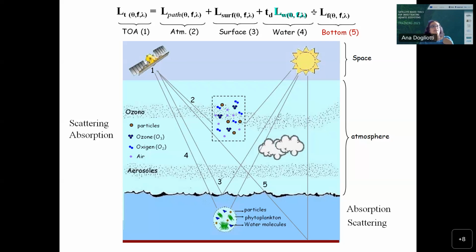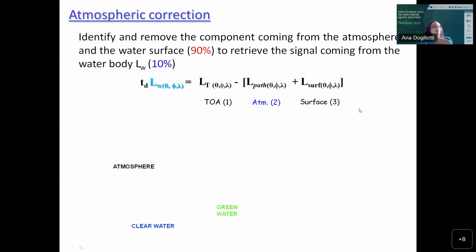So basically, the reflectance of the water is what we are interested in. From the total radiance that arrives at the sensor, the information we need is what's coming from the water, not the rest. The rest is what's coming from the atmosphere and surface. So the objective of the atmospheric correction is to identify and remove the component coming from the atmosphere and the surface, to retrieve the signal coming from the water.